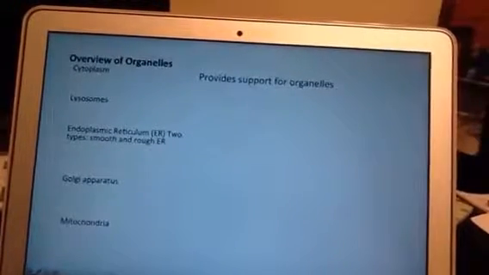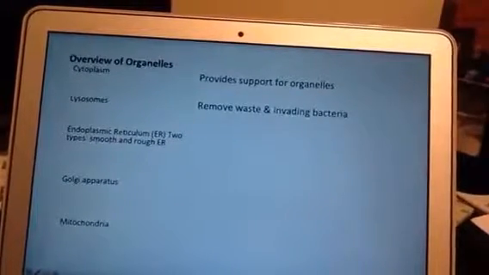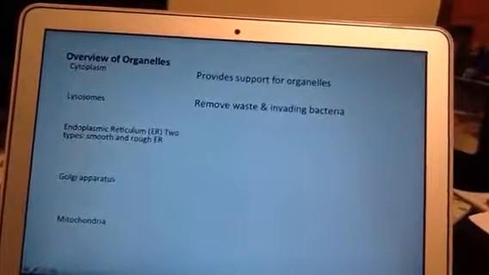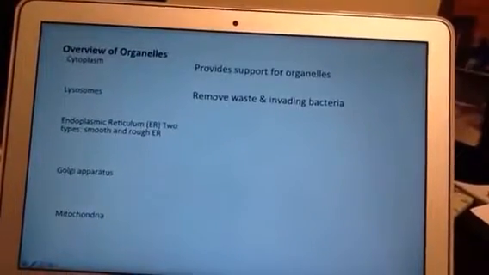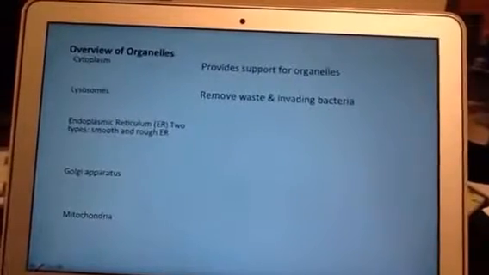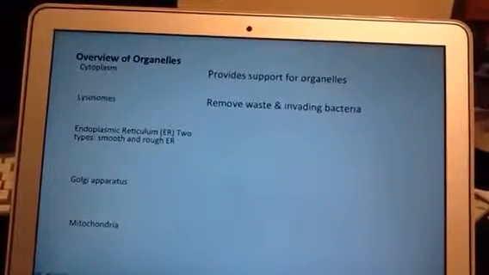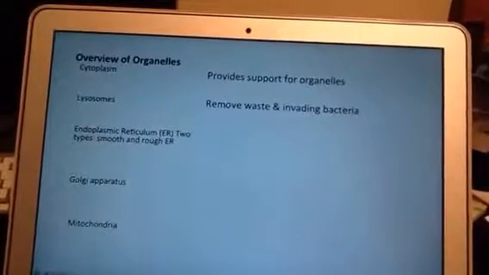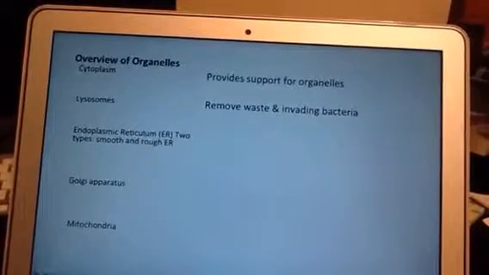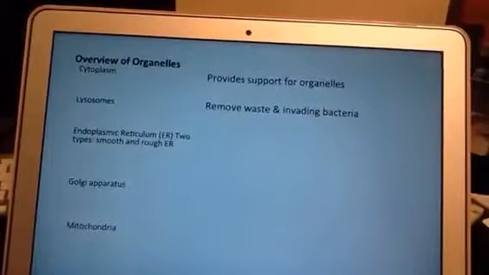where the organelles are. Then we have the lysosome. Lysosomes remove waste and invading bacteria, for example. They remove dead white cells and dead red cells. So you can think of lysosomes as the garbage men of the cell.